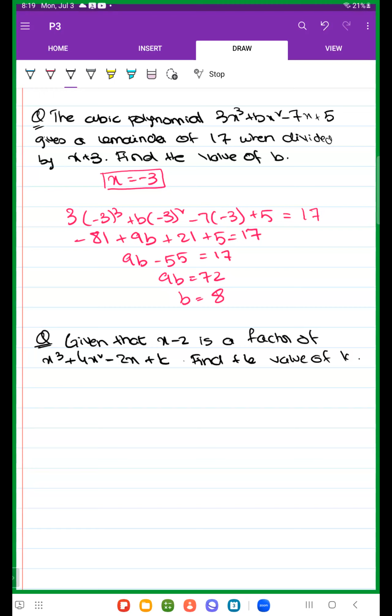Try to do this question. This is very easy, okay? Just tell me what it means. What will you be doing? Walk me through it. It says x minus 2 is a factor of this equation. Find the value of k. What does it mean by factor? The remainder is 0. So what will you be doing? We'll do the same way as we did before. Last question, you will equate it to 0 now.